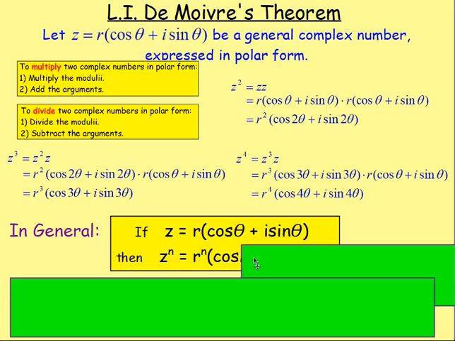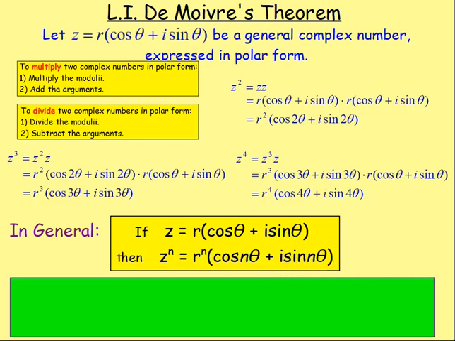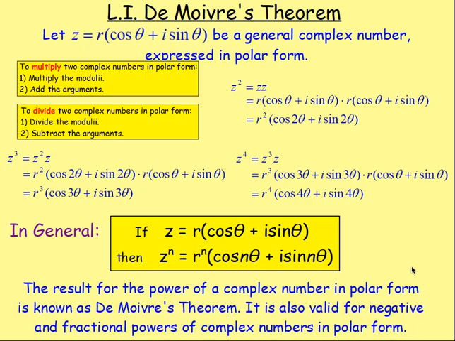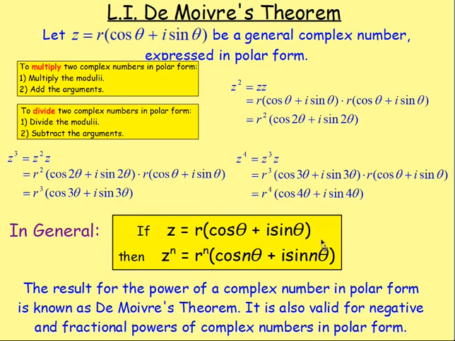And for the argument, you know you're going to have your cos and your i sine, but here, if it's z to the power of 2, we've got cos 2 theta. Here, if it's z to the power of 3, we've got cos 3 theta. Z to the power of 4 gives cos 4 theta. So if it's z to the power of n, you're going to have cos n theta. And then plus your i sine, same thing, n theta. Really, the result of the power of a complex number when it is in polar form is just this.